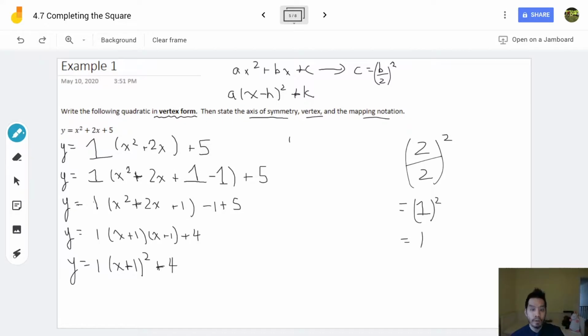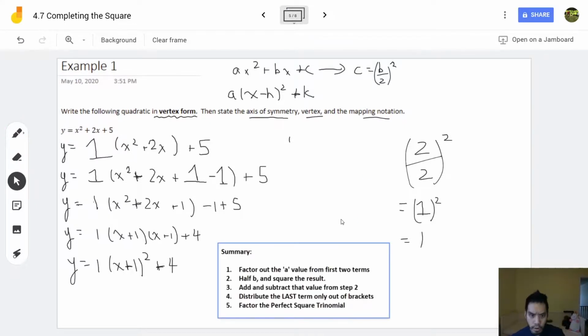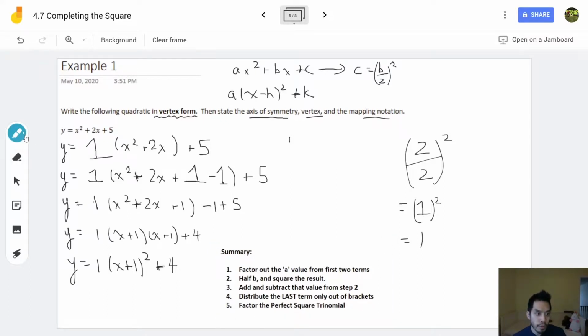So that was a lot of steps. We're going to summarize now. To summarize, please follow these steps that I'm going to write here. So the very first step is summary. Factor out the a term from the first two terms. So here's the question. The very first thing we did was factor out that a term. So the a term in this case was a coefficient of 1. And so we factored out from the first two terms. So the first two terms are right here. So you only put brackets around the first two terms and you factor them out. So we factored out that a.